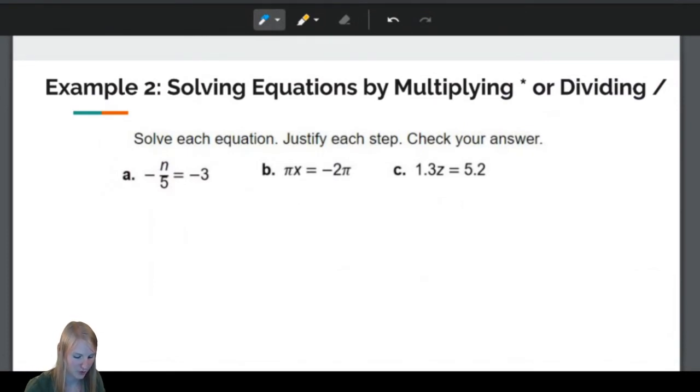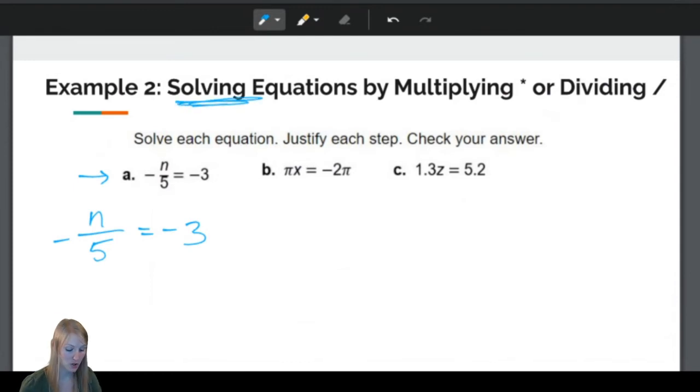Let's look at the first one first. Here we have negative n divided by 5 equals negative 3. Now remember, the end goal, when we are trying to solve an equation, we are trying to get n all by itself. We want to isolate him, get him by itself. So, what's going to get n by itself in this case?